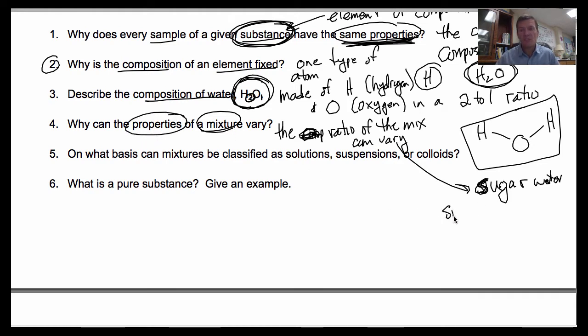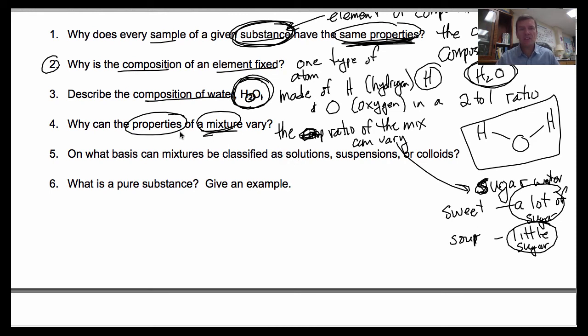You want it really sweet? Add a lot of sugar. If you want it sour, little sugar, more lemon. So how much you add of each of the sugar and the lemon can change. It's not fixed. So a mixture can vary as far as its composition, and therefore the properties change a little bit. Either you can have really sweet lemonade or sour lemonade.